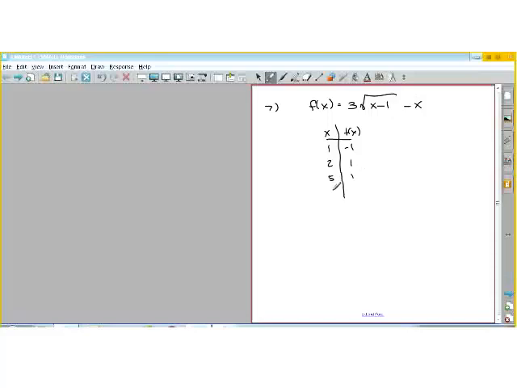And then the next number that would work out would be 10. Because 10 minus 1 is 9. Square root of 9 is 3. 3 times 3 is 9. 9 minus 10 is negative 1. So you can see that we have a 0 here and we have a 0 there. So we've got to do both places.